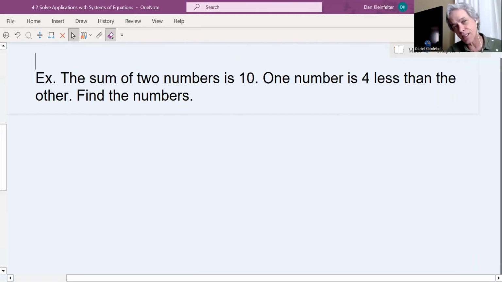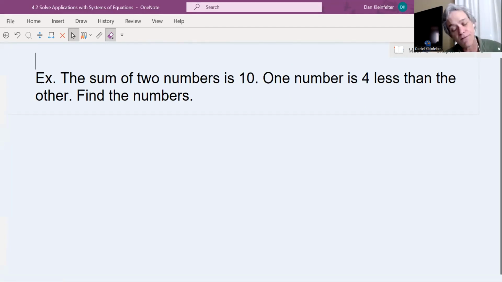So here, this is just kind of a typical number problem. Here it says the sum of two numbers is 10. We know that one number is 4 less than the other. We want to find the numbers. So here there's a total of 3 sentences. The last one is the one that tells us what to do. We're just finding these two numbers. The rest of it describes the numbers.